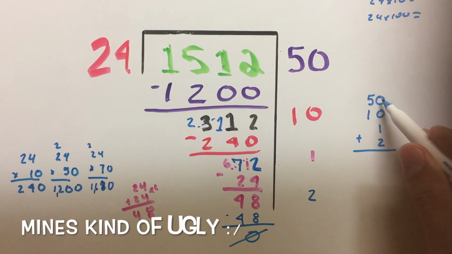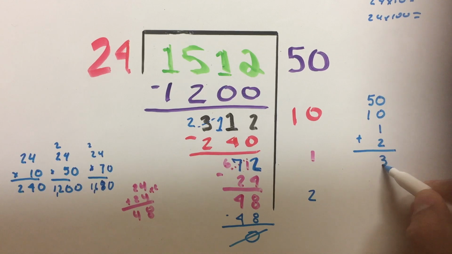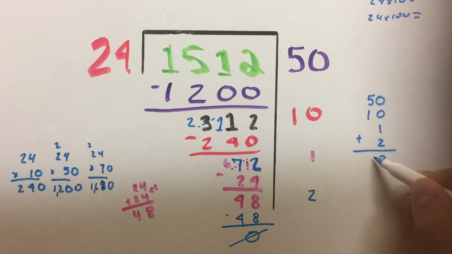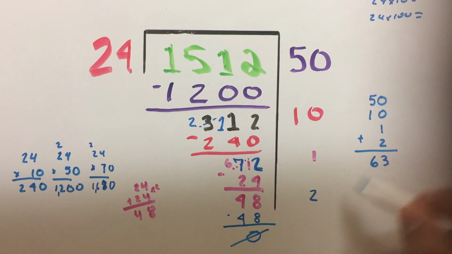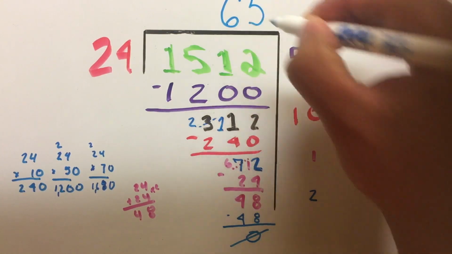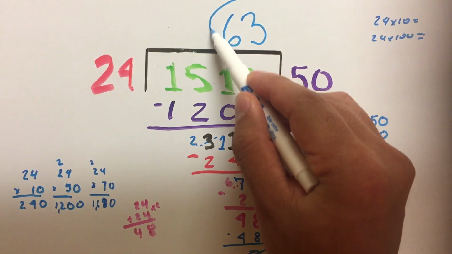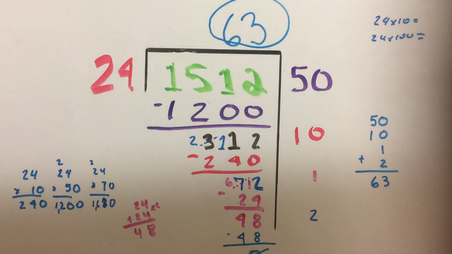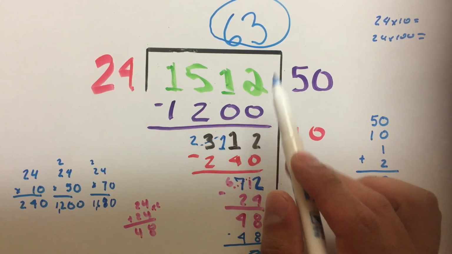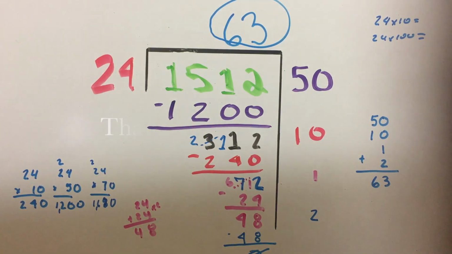So, look at your ones column here. 1 plus 2 is 3. Look at your tens column. 5 plus 1 is 6. So our answer is 63. Bam. There it is. 63. Go circle that bad boy. So 24 goes into 1,512 63 times. And that is division using the partial quotients method.